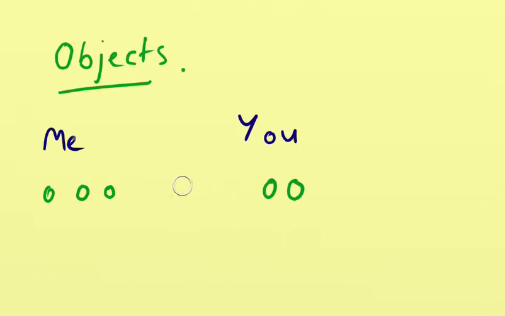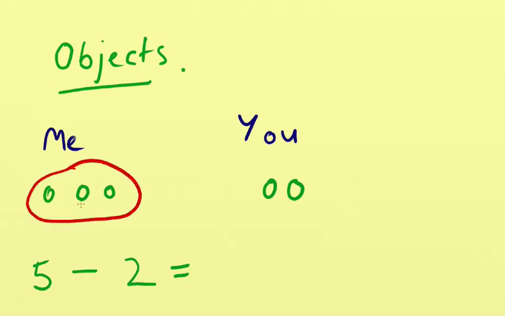So effectively we've done 5 apples and I've taken away 2 of those apples. How many apples do I have left? And if we just circle what I've got left there, we've got 1, 2, 3. And that's the answer to our little problem using objects. So that's one way of doing it. We could do one more example.